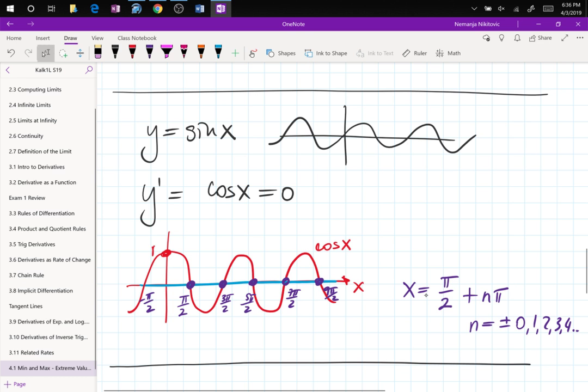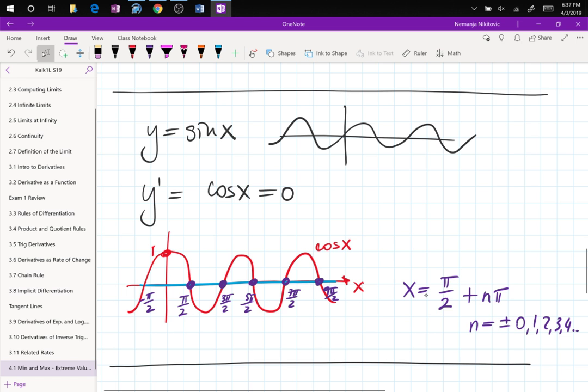When my n is equal to positive 1, pi over 2 plus 1 times pi is pi over 2 plus pi. Pi is going to be 2 pi over 2, the common denominator. 2 pi plus 1 pi is 3 pi over 2. 3 pi over 2 is the next one. When it's 2, you get 4 pi over 2 plus 1 is 5 pi over 2. 7, 9, 11, and so on. For the minus side, the same thing, you just have negative 1, negative 2, negative 3, negative 4.